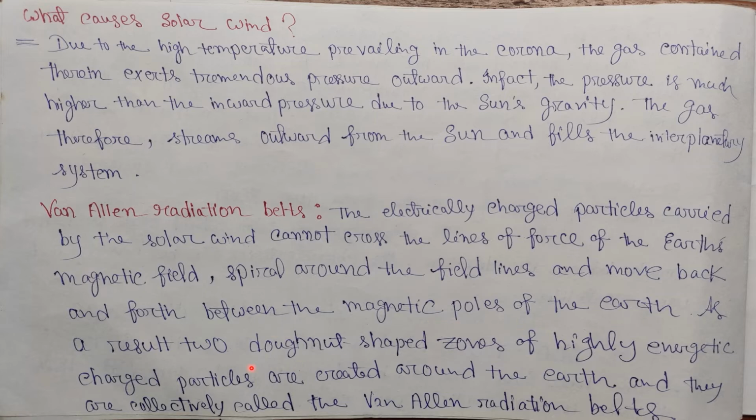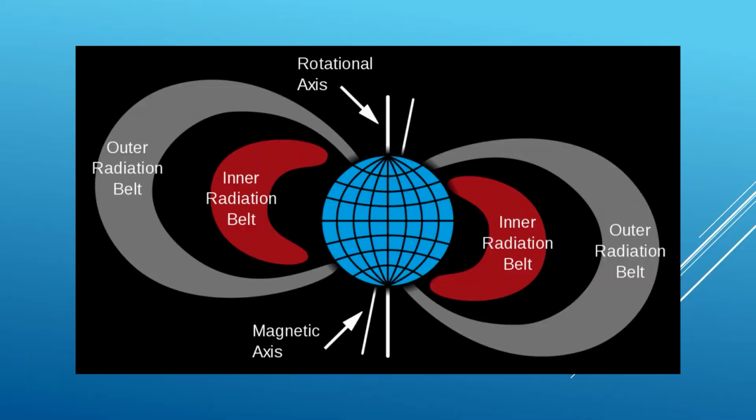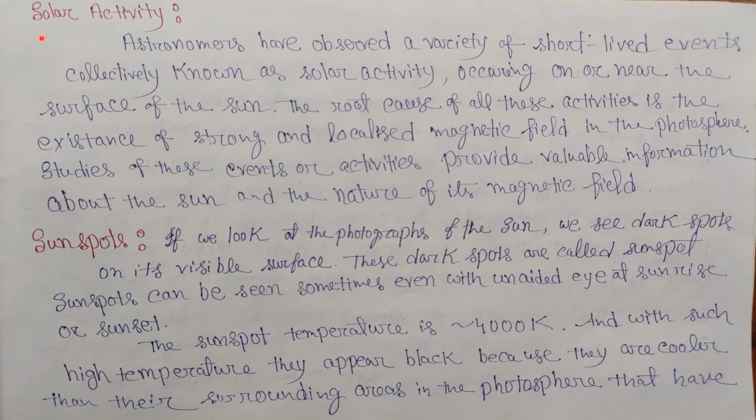As a result, two donut-shaped zones of highly energetic charged particles are created around the Earth, and they are collectively called the Van Allen radiation belt. This is the diagram of the Van Allen radiation belt. The charged particles, due to the Earth's strong magnetic field, cannot penetrate into the Earth's atmosphere, so they just oscillate between the two poles of our Earth. This is the inner radiation belt, and this is the outer radiation belt, and collectively this is known as the Van Allen radiation belt. Now let's discuss solar activity.